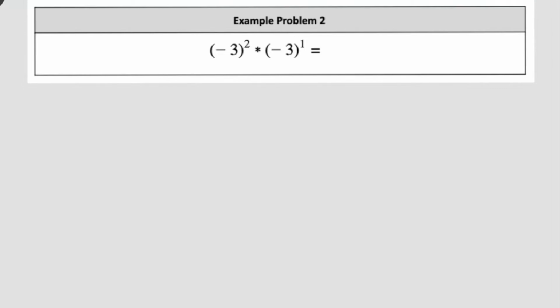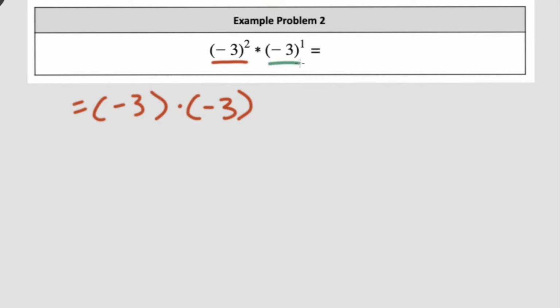Now, we have parentheses minus 3 to the power of 2 times parentheses minus 3 to the power of 1. What is that equal to? Well, I know here that minus 3 to the power of 2 is minus 3 times minus 3. I'm including the parentheses here because it's a negative number and that's really important. I'm also going to put it in orange to show you exactly which one is which.